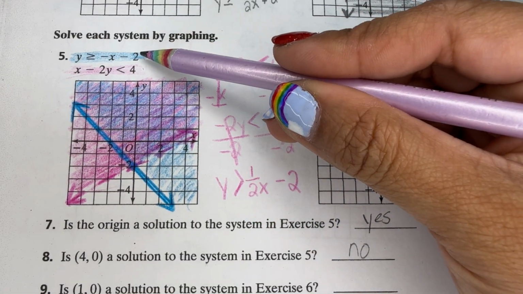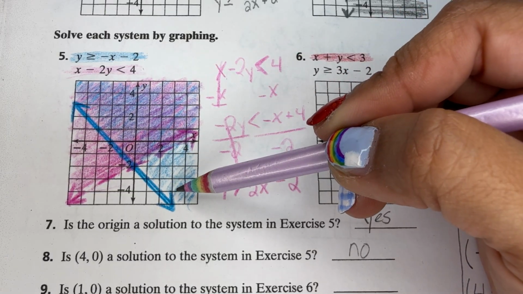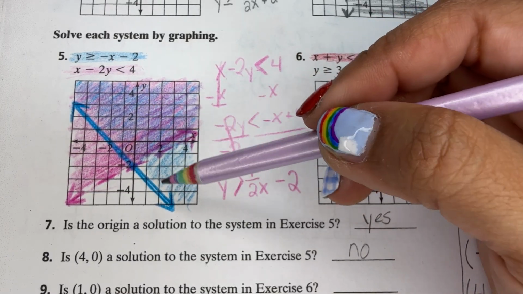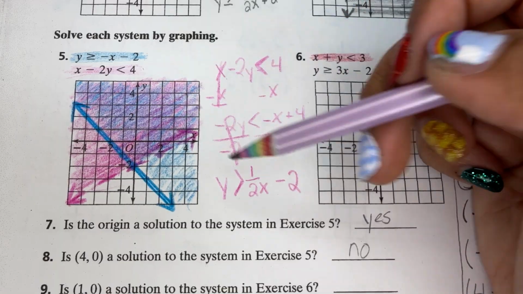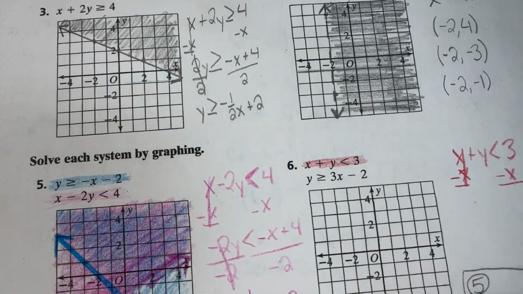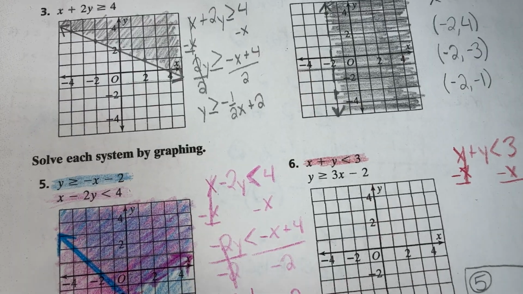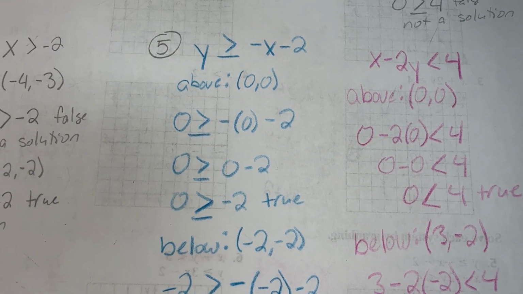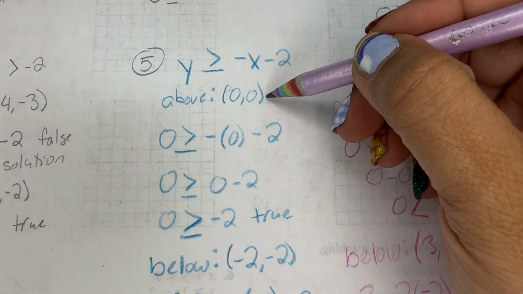Then I also graphed the blue equation with a solid line. Y is greater than or equal to negative x minus 2. Then I did my test points for each. So at first I just had the dashed pink line and the solid blue line. So I did my test points. Above the line I chose 0, 0.